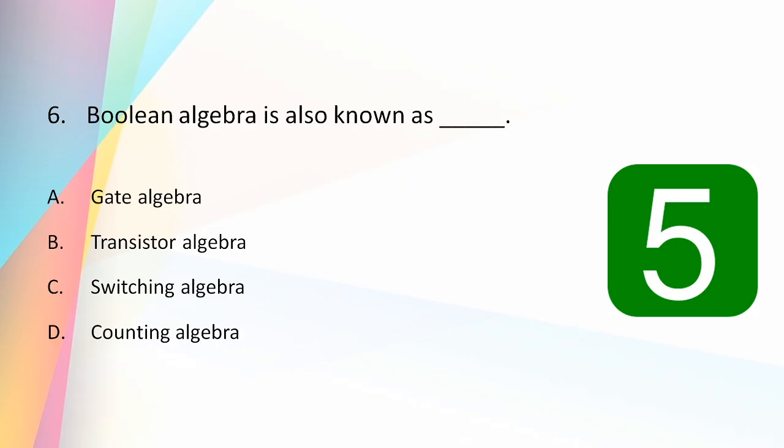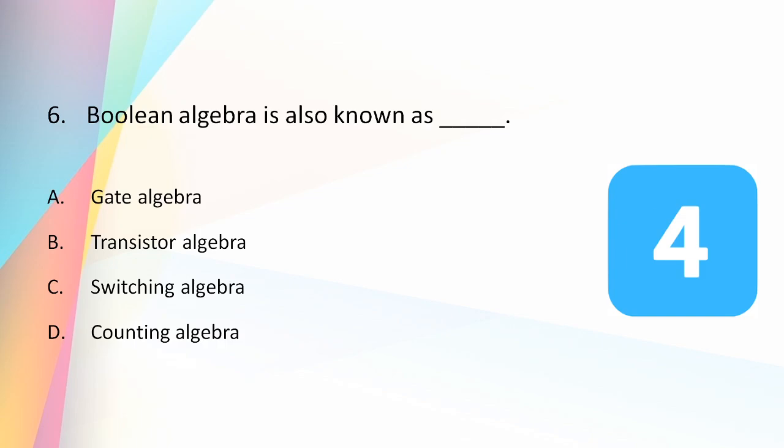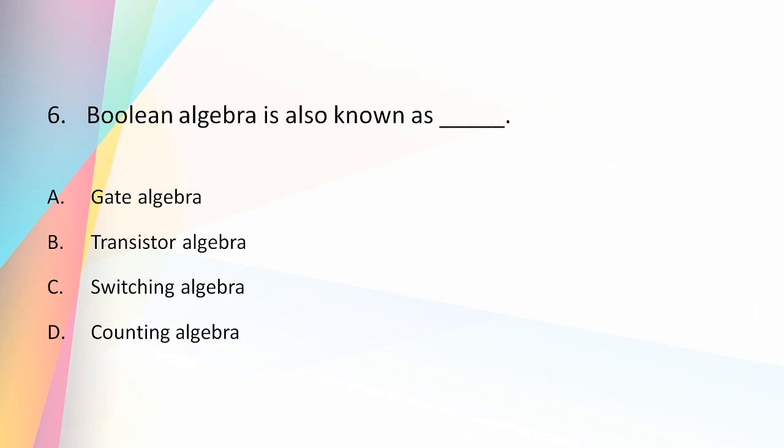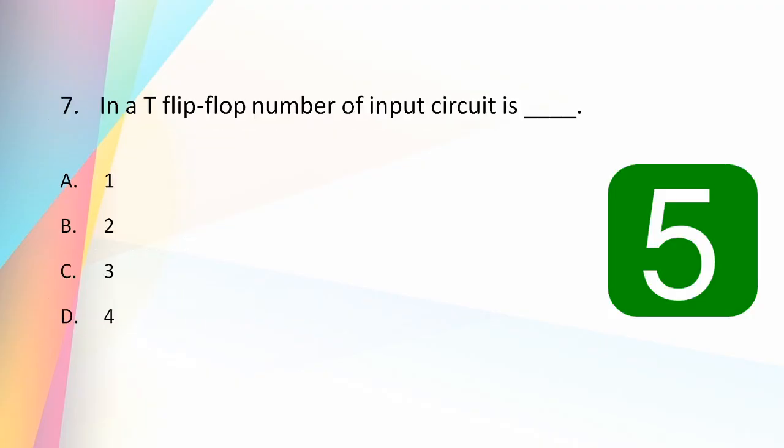Boolean algebra is also known as: gate algebra, transistor algebra, switching algebra, counting algebra? And the answer is switching algebra. Boolean algebra is also called switching algebra because it mainly operates based on two states, the on state or off state, that is 1 or 0.